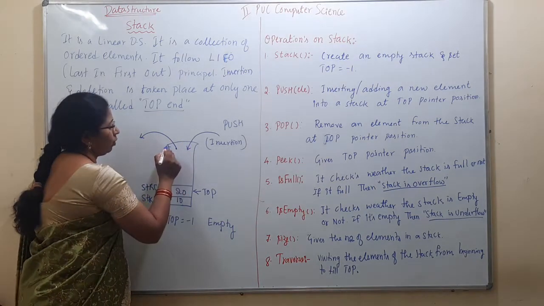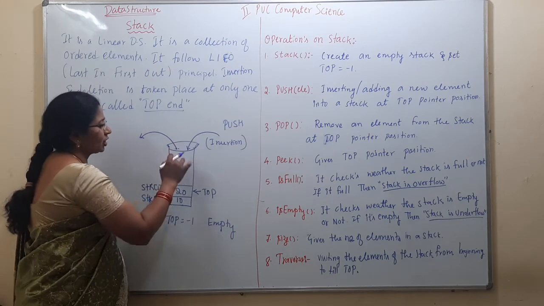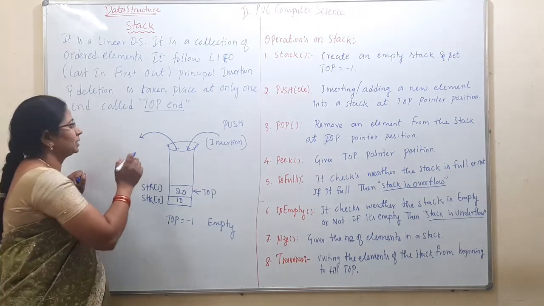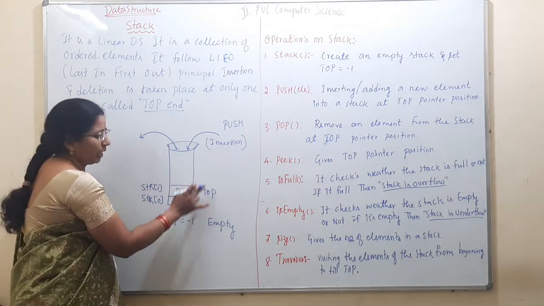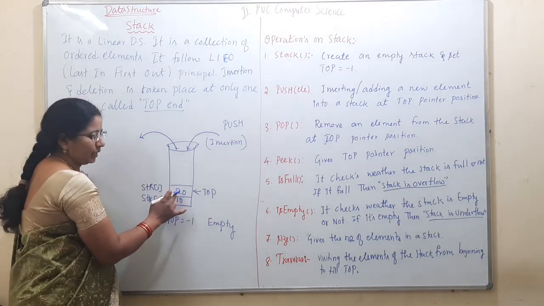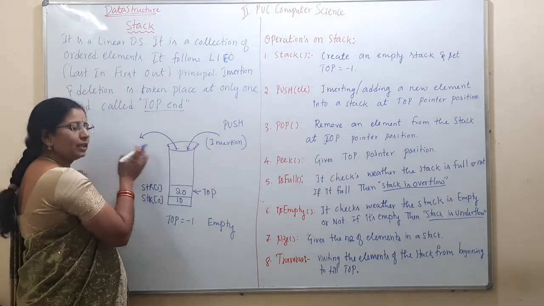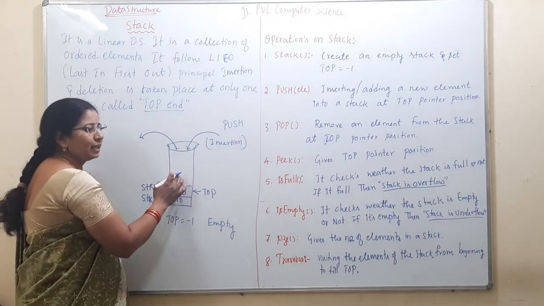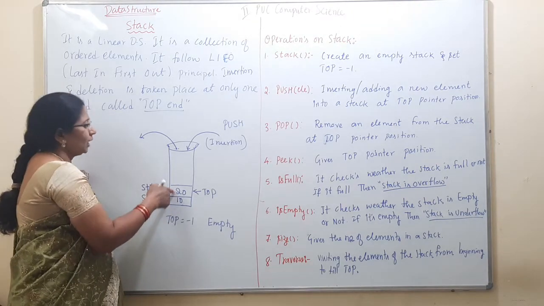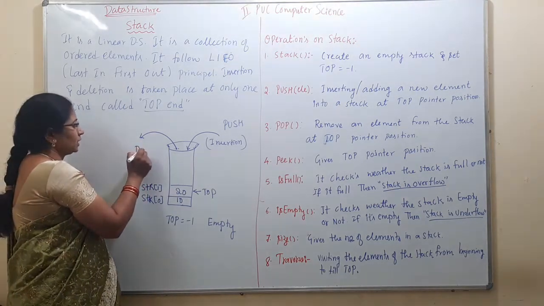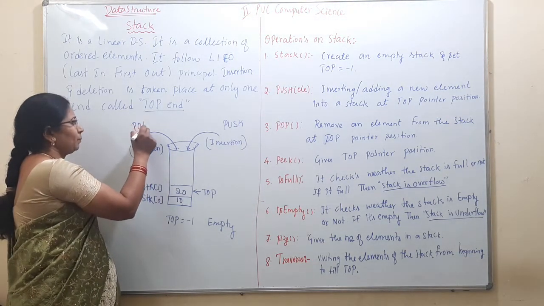See, there is only one open end here. In that only we do the insertion and deletion of elements. This is called the top end. Wherever the top pointer is, in that position we insert an element. Wherever the top pointer is, that element we delete. Which is the most recent element we inserted? The last inserted element is 20. That is the one going out first. The deletion operation is called pop.